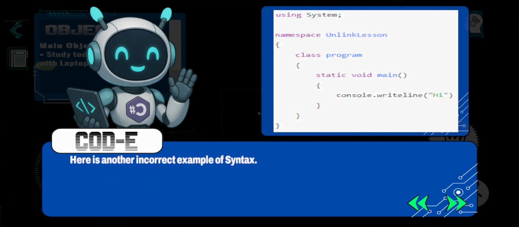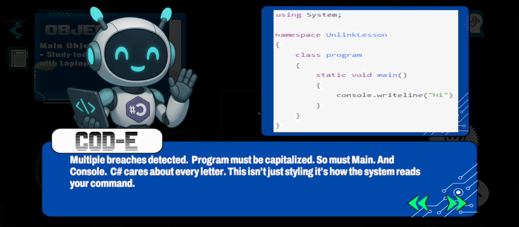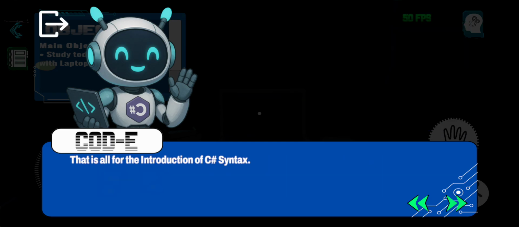Here is another incorrect example of syntax. Multiple breaches detected. Program must be capitalized, so must Main, and Console. C# cares about every letter. This isn't just styling, it's how the system reads your command. That is all for the introduction of C# syntax.